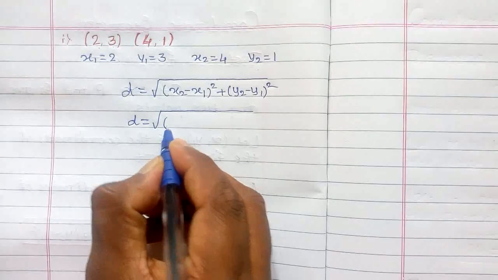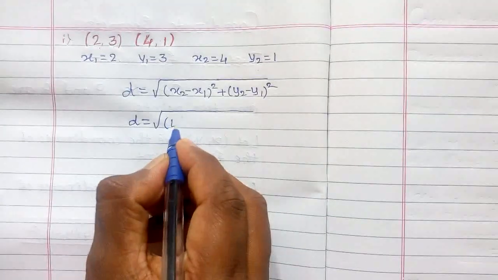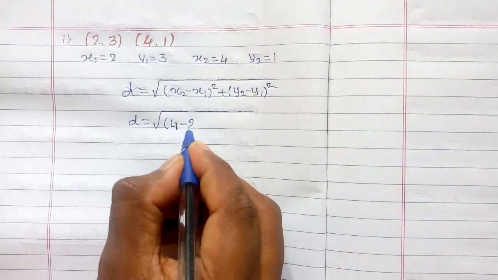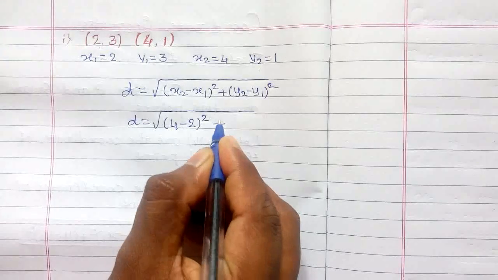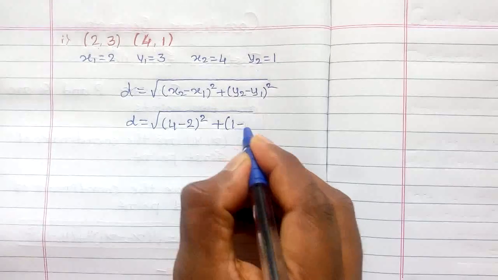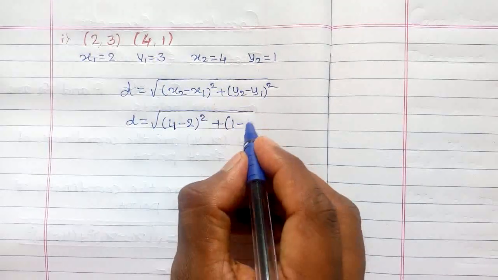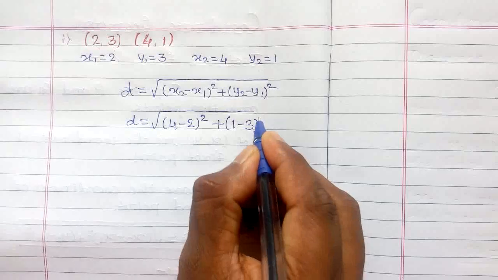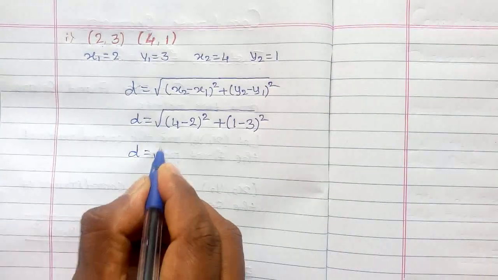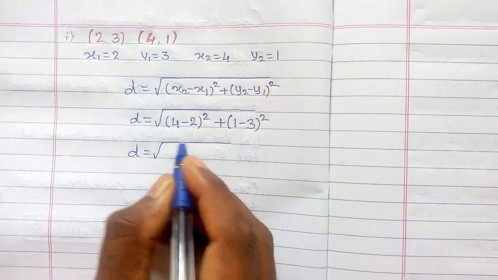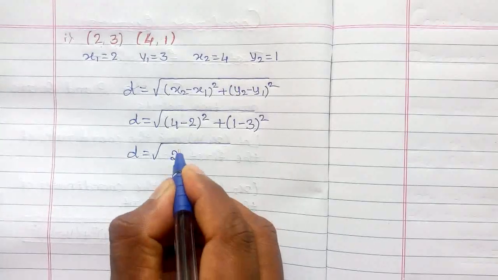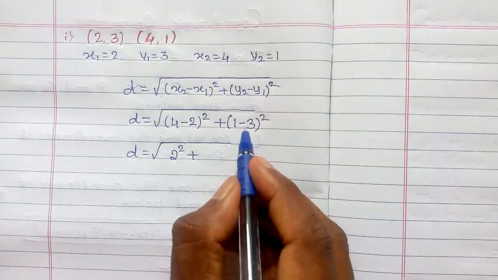Here x2 is 4 minus x1 is 2: (4 minus 2) whole square plus y2 is 1, minus y1 value is 3: (1 minus 3) whole square. Now d is equal to the square root of 4 minus 2, which is 2, square, plus 1 minus 3.